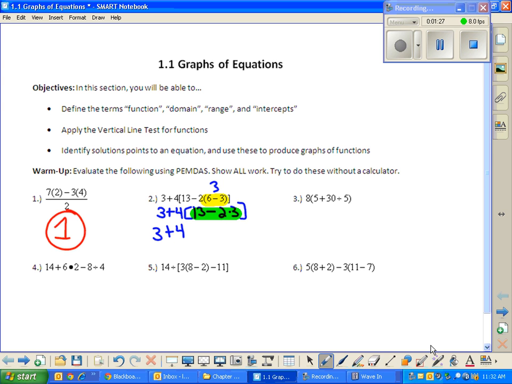So now, in this particular set of groupings, we have 13 minus 6. 13 minus 6 is 7. So what we're actually doing now is 3 plus 28, and that does give us Jonathan's answer of 31. Does that help you out? For those of you that had trouble?